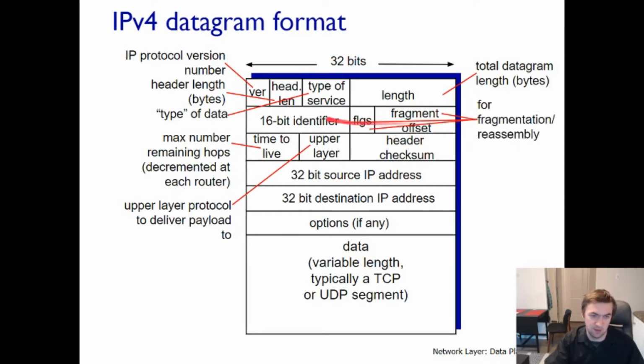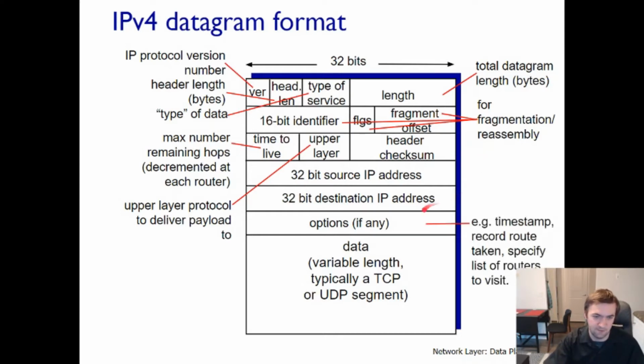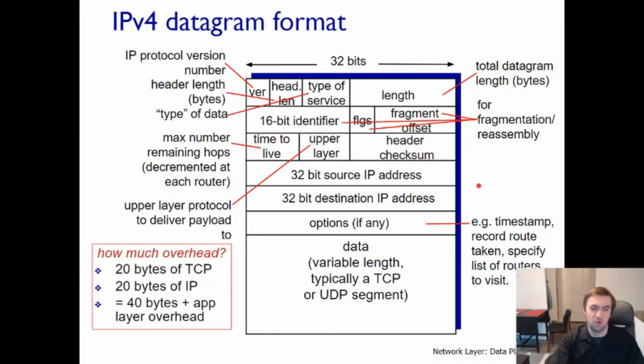We have a 16-bit identifier, flags, and the fragment offset, all of which are used to reassemble everything when your packets all arrive at the destination, making sure you can actually put everything back together. We have options, which could include the timestamp, or recording the route that we took, like which routers we had to visit on the way to our destination. And this whole thing has an overhead of 20 bytes of TCP, 20 bytes of IP, so a total of 40 bytes plus whatever overhead comes from the application layer.